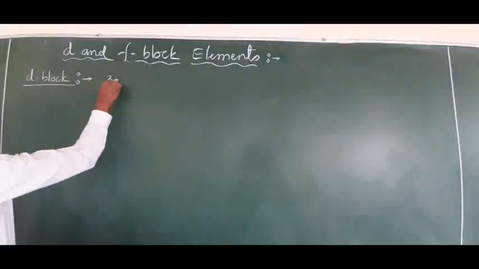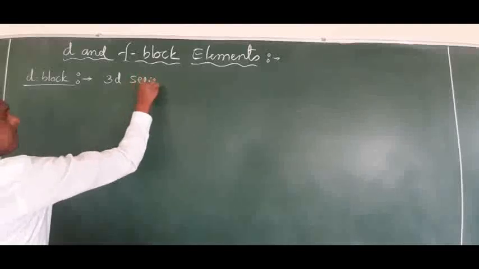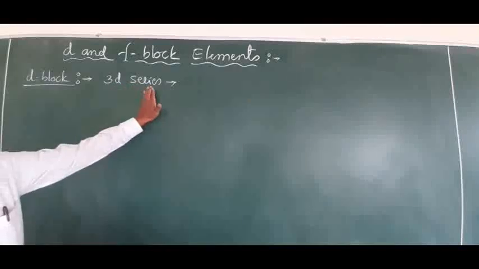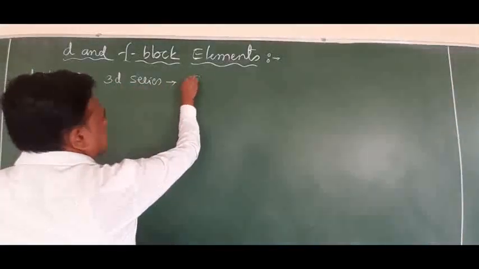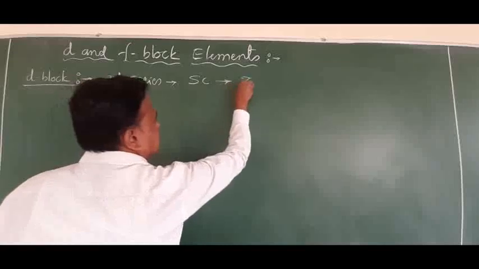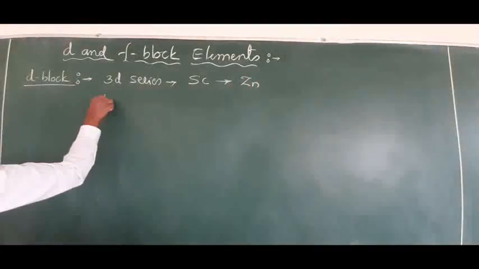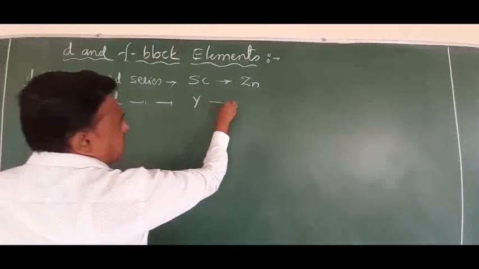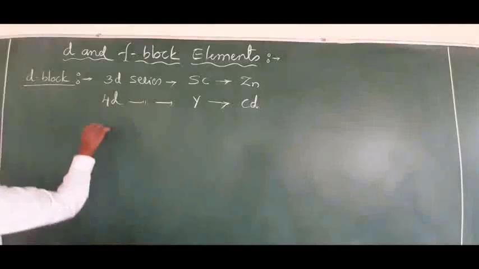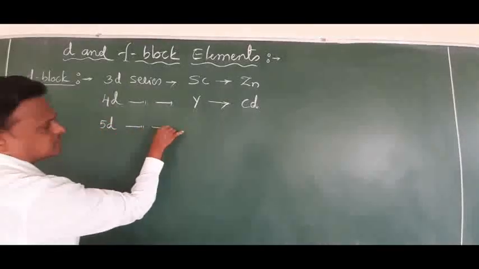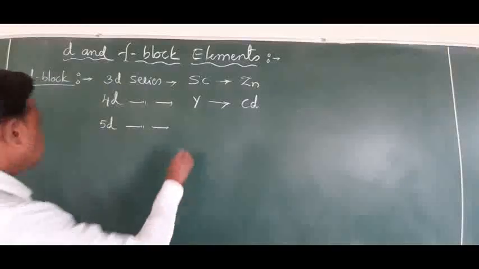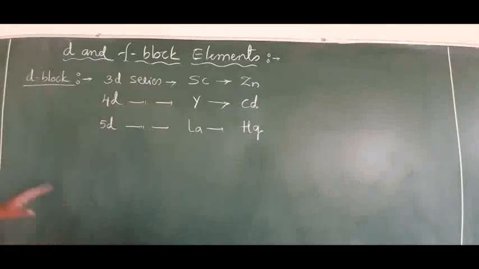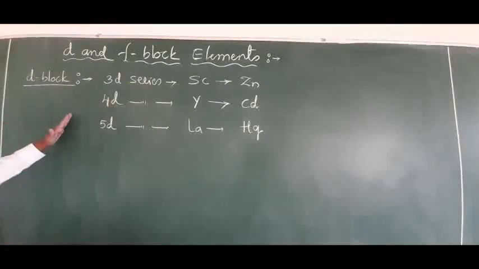Let us begin with the 3D series. Every d block series consists of 10 elements. The 3D series starts with scandium and ends with zinc. The 4D series also consists of 10 elements, from yttrium to cadmium, and the 5D series also consists of 10 elements, from lanthanum to mercury. These are the 3 major series of our syllabus.